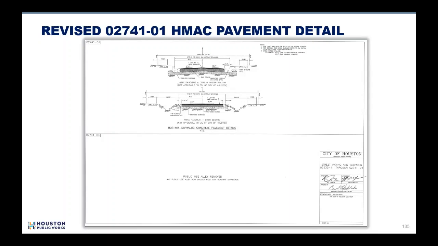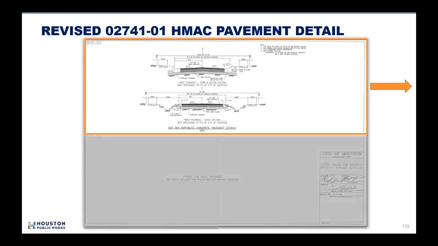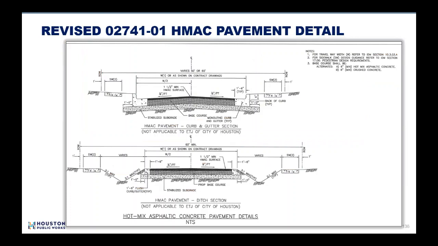This review cycle, we also reviewed the hot mix asphaltic concrete pavement detail to match the changes in Chapter 10 of the IDM. The HMAC pavement with ditch section has been updated to show a 1-foot subgrade offset from the back of curb. It now is consistent with the curb and gutter section above.